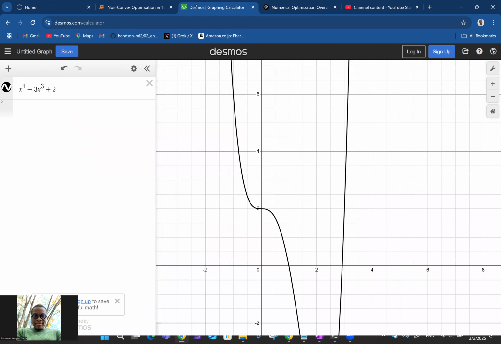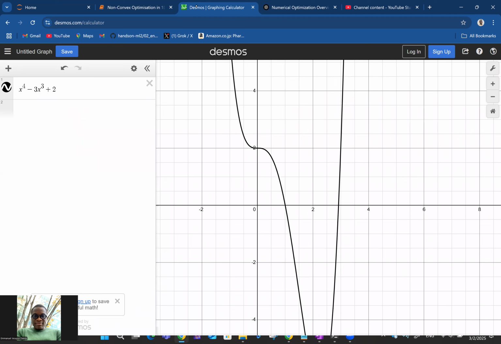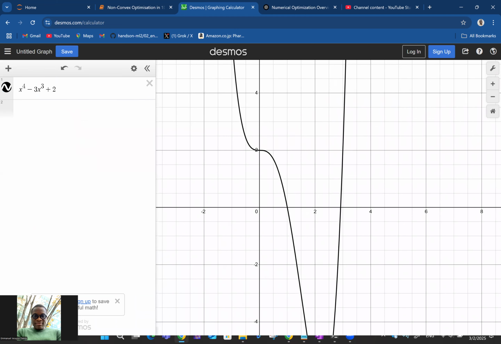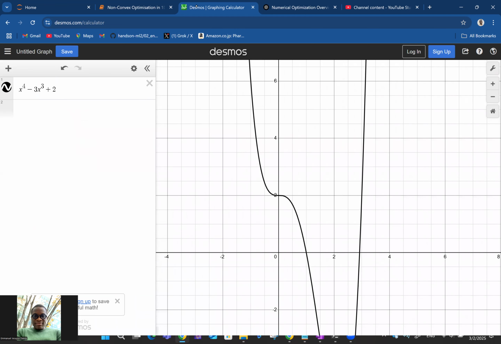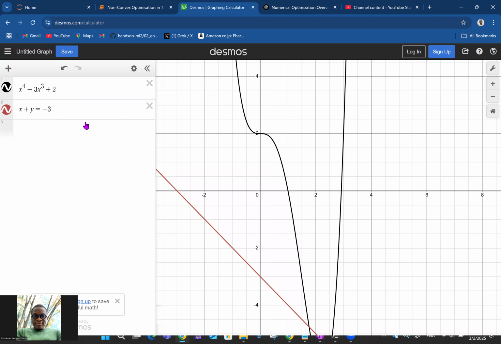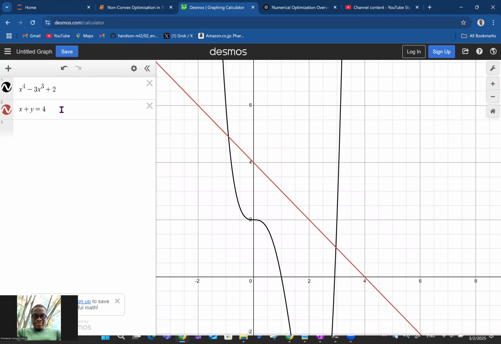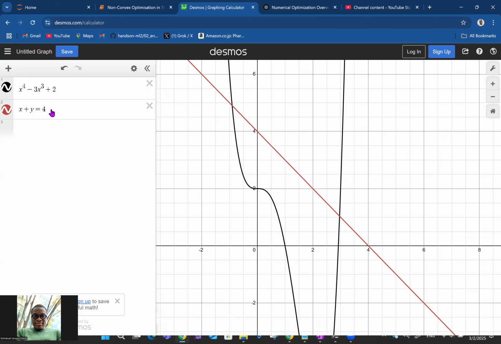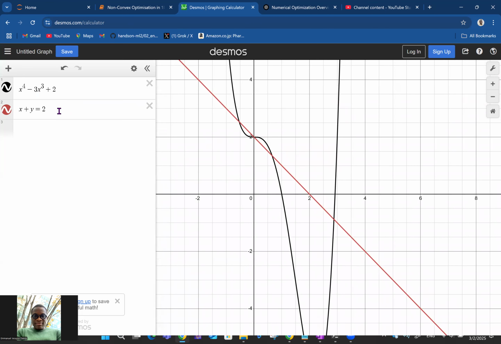Okay. So imagine I have a line that cuts across the function. Let me think of a good line to use here. Let's say x plus y equals minus 3. Let me move it up a bit: x plus y equals, say, 4. That's looking convex. Let me shift it to 2: x plus y equals 2. Yes, exactly. This is a very good one.